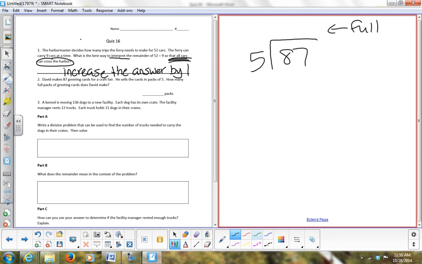All right. 5 goes into 8 how many times? 1. 5 times 1 is? 5. 8 minus 5 is? 3. And then I'm going to do what? Bring down the 7. Okay, 5 goes into 37. That's how you divide. There is no other way of dividing.